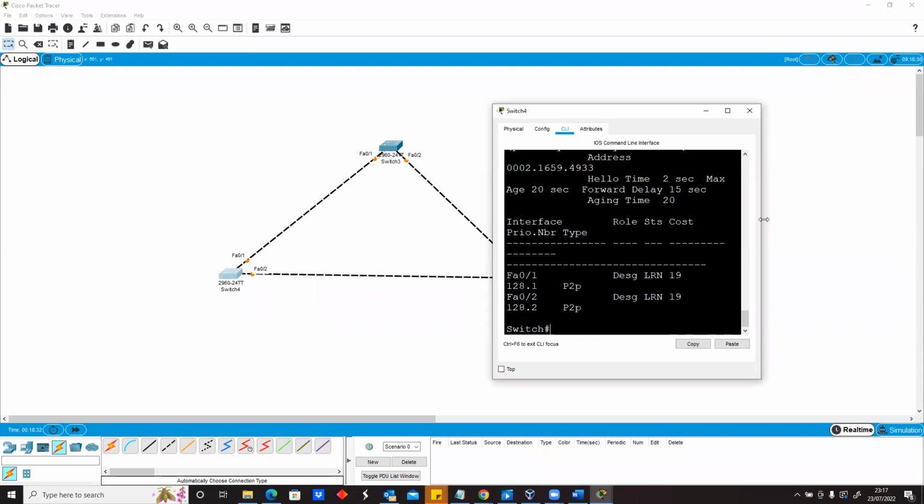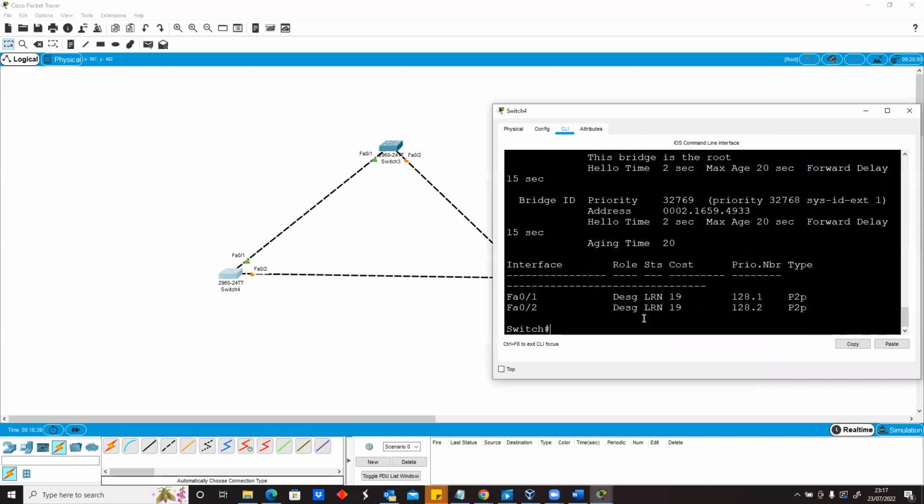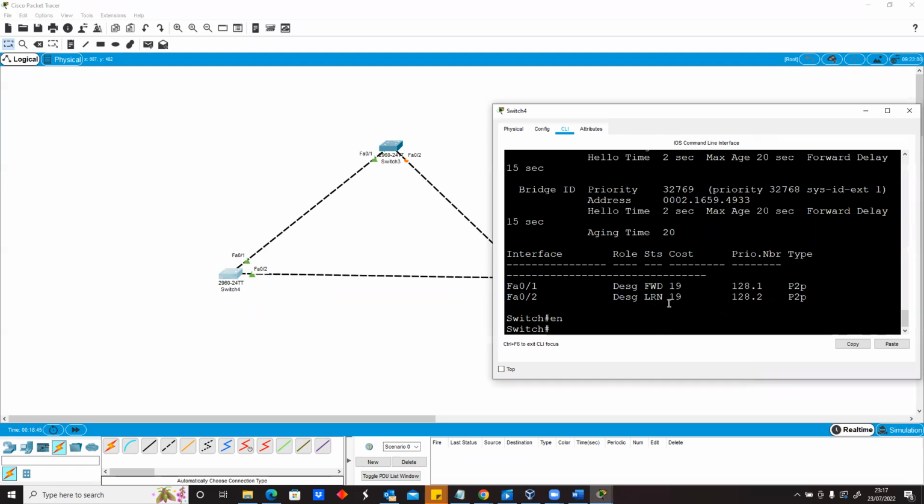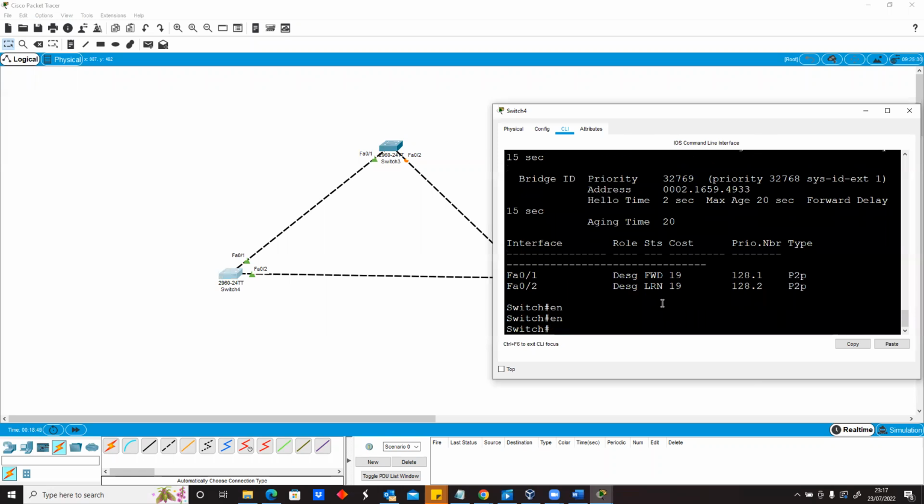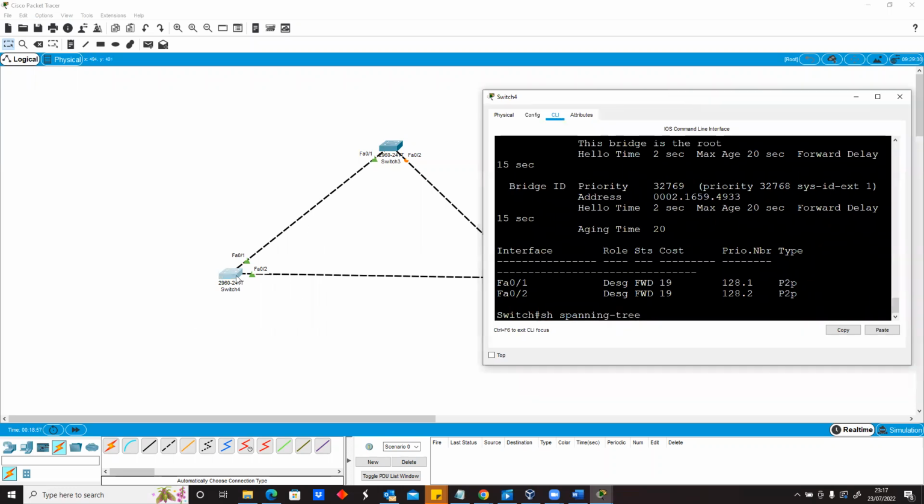And then when we see show spanning tree, on this device, I have ports F0/1, F0/2, they are in learning states now. They're still in learning states, and now it's forwarding. One of them was in learning state, and it's still learning. So let's see. Now it's still learning state. Yeah, now it's in forwarding state. Technically, they're all in forwarding states.